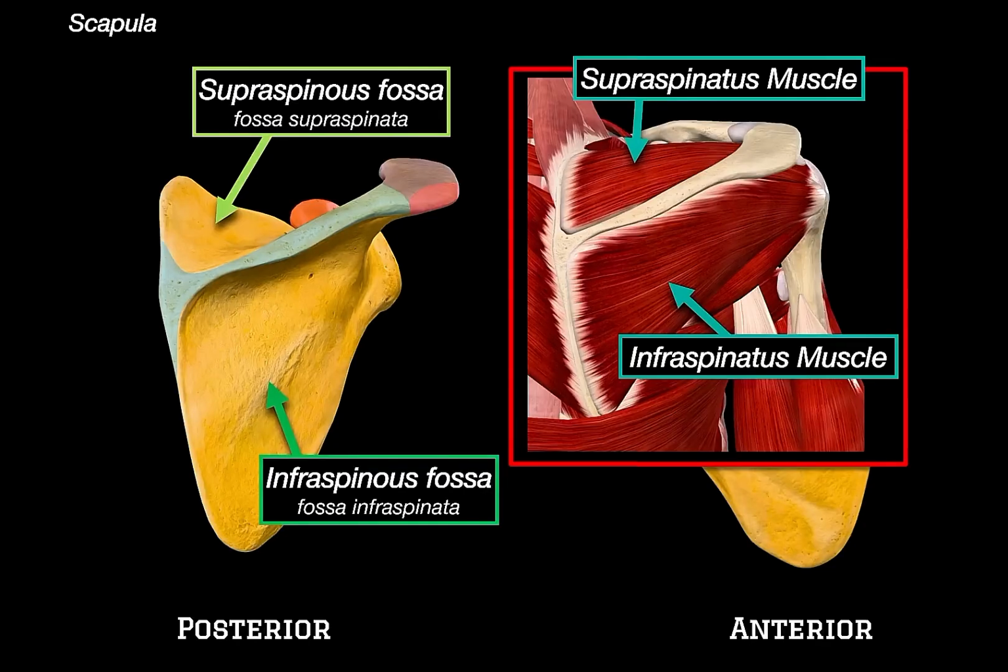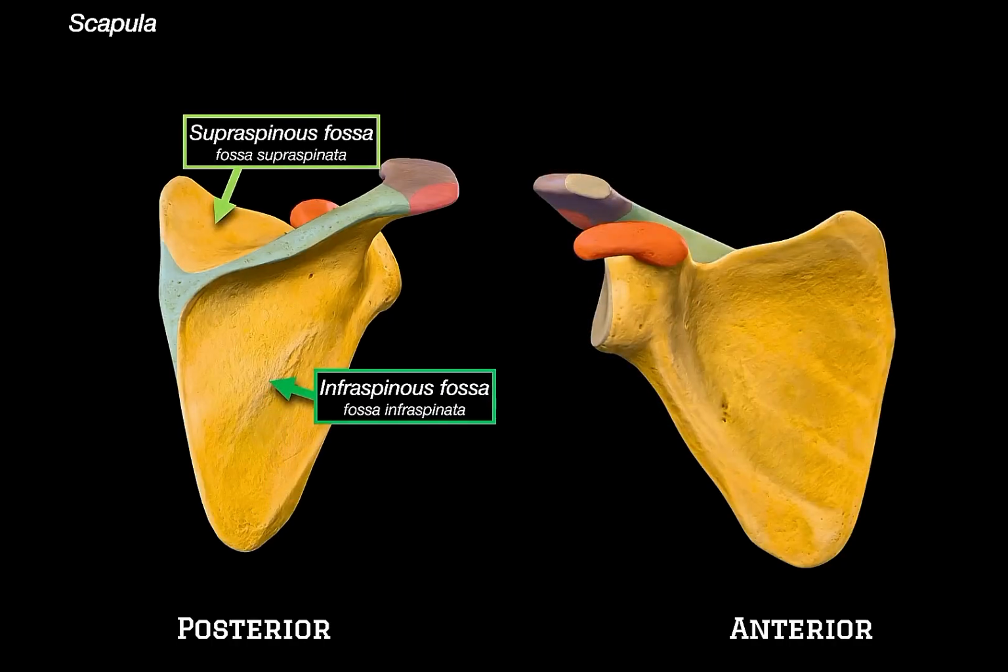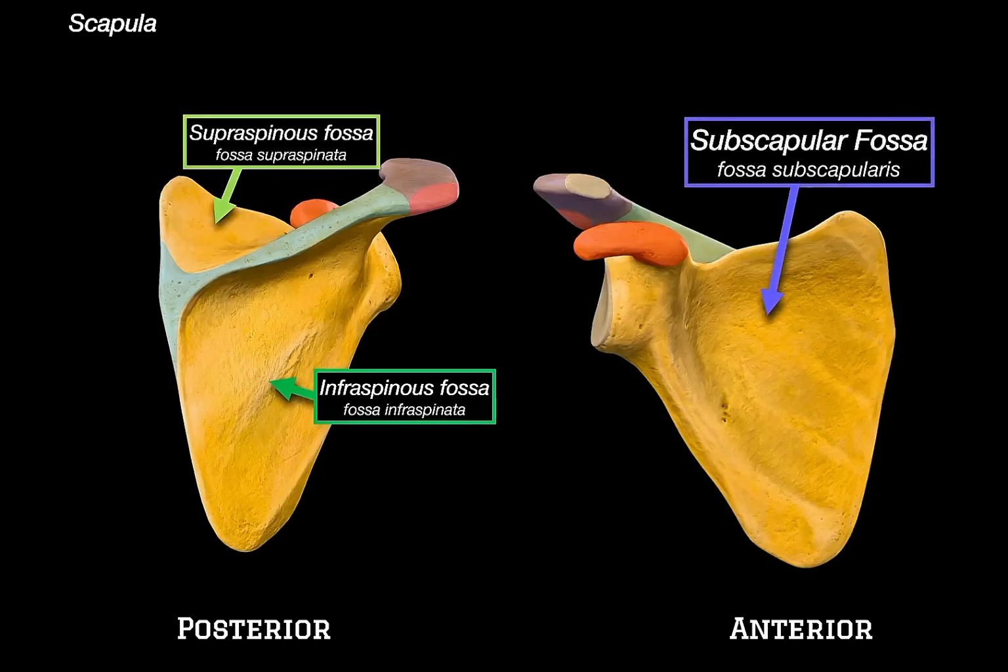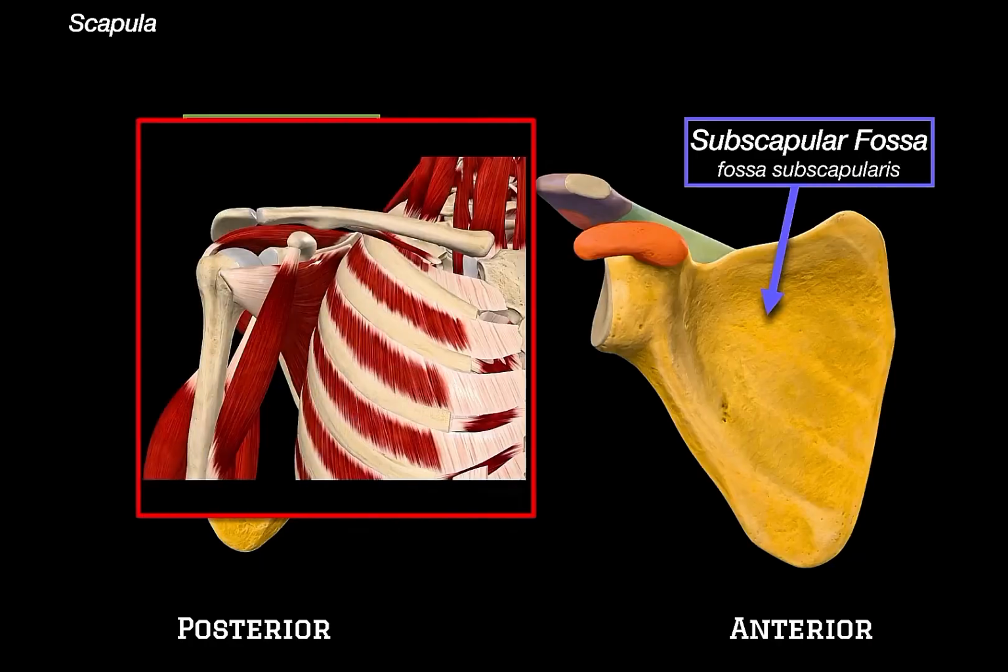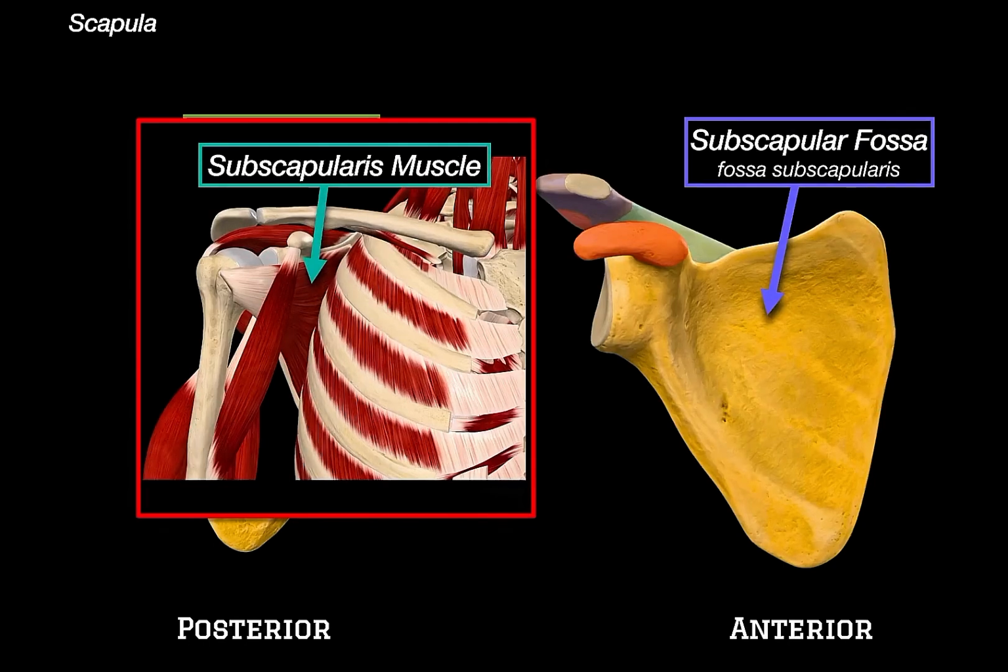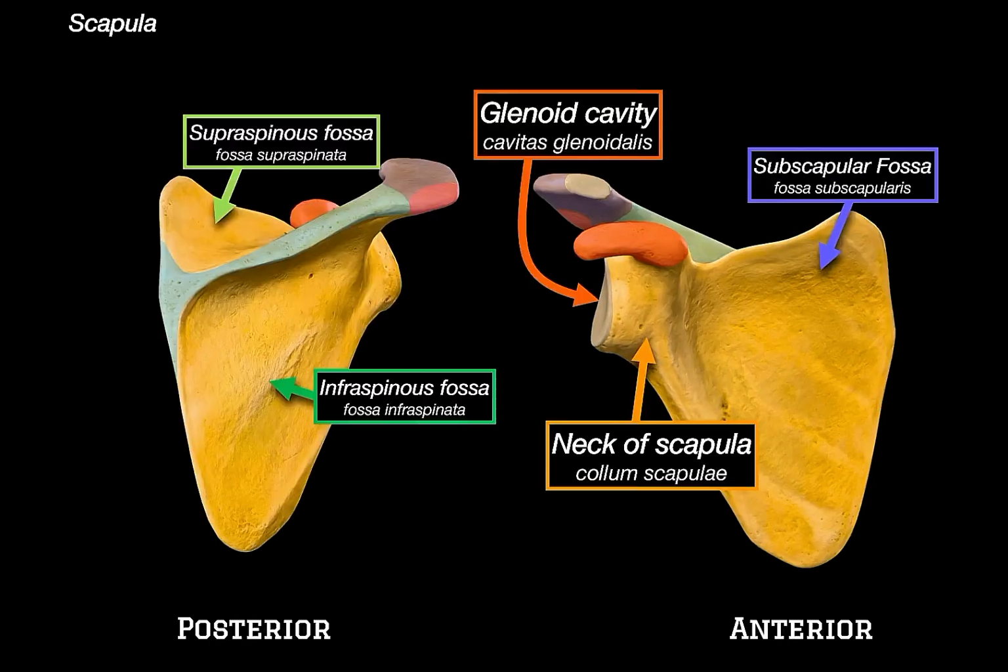Subscapular fossa. On the anterior surface of the scapula is another large depression called the subscapular fossa. This area houses the subscapularis muscle, which is actually the largest rotator cuff muscle. Its primary function is internal rotation of the humerus, and it also helps keep the head of the humerus securely positioned within the glenoid cavity. Damage or inflammation of this muscle can limit shoulder rotation and lead to joint instability.